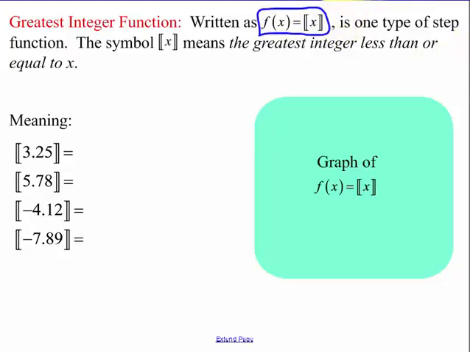And what the greatest integer function means is it's the greatest integer less than or equal to x. Okay, so it's the greatest integer less than the number we're given. So it's kind of like rounding, but you're always rounding down.